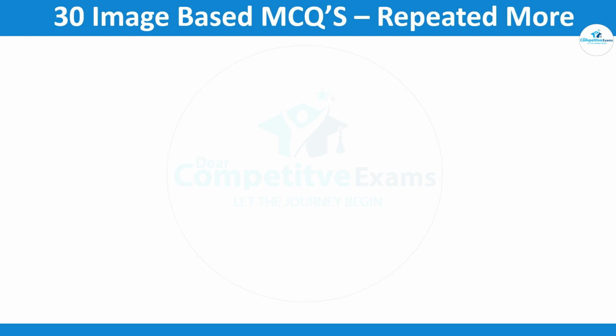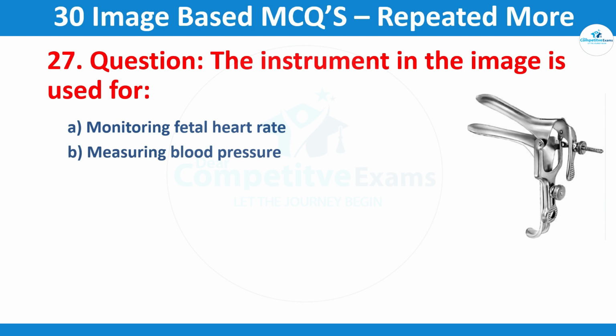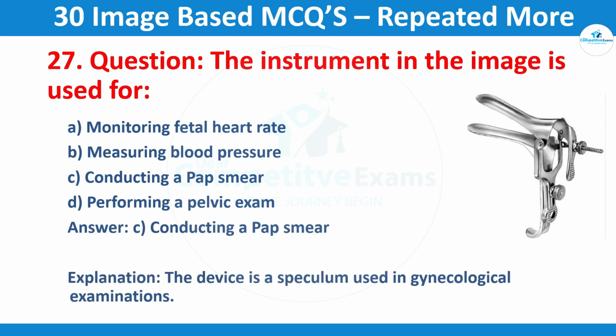Question number 27. The instrument in the image is used for. Options: monitoring fetal heart rate, measuring blood pressure, conducting a pap smear, performing a pelvic exam. Correct answer: conducting a pap smear. The device is a speculum used in gynecological examinations.